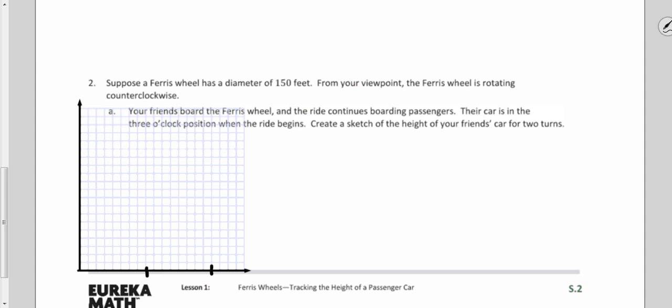And then we go 1, 2, 3, 4, 5. That's 50 feet. 1, 2, 3, 4, 5. That's 100 feet. And 1, 2, 3, 4, 5. That's 150 feet. And where does it start at the beginning? The 3 o'clock position, right?